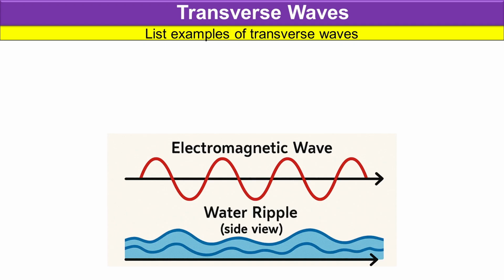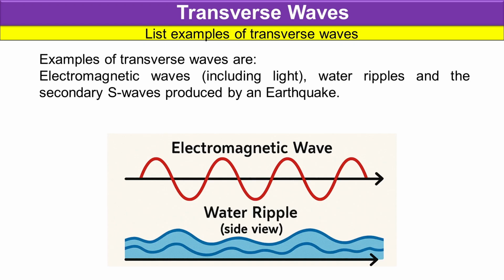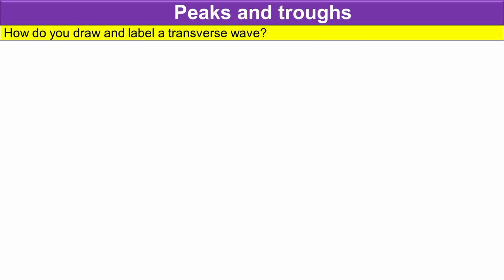Examples of transverse waves are the electromagnetic spectrum. So this would include radio waves, microwaves, infrared, visible light, ultraviolet, X-rays and gamma. We also have water ripples and a secondary wave, also known as an S wave, which is produced by an earthquake. Next, we need to look at drawing and labeling a transverse wave.